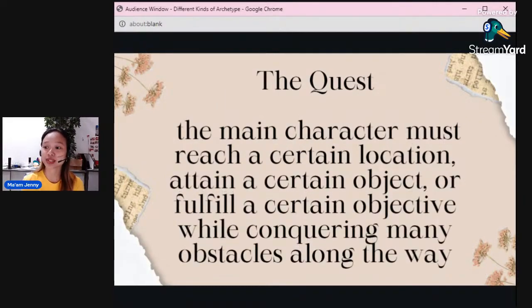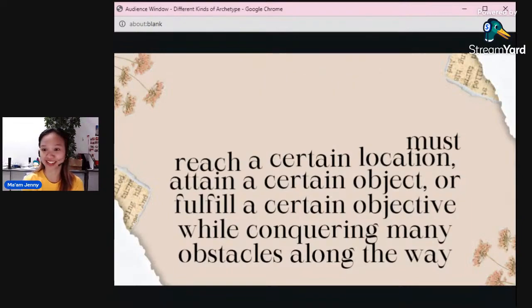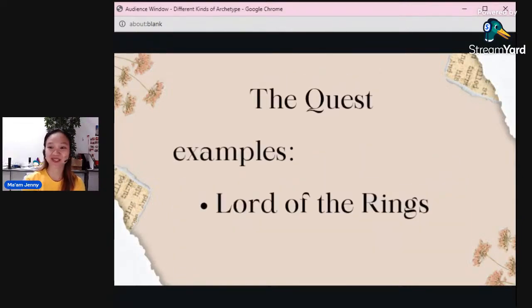Next, you have the quest. So the main character must reach a certain location, attain a certain object, or fulfill a certain objective while conquering many obstacles along the way. The quest archetype. So ito yung parang journey, right? So for example, sa Lord of the Rings, as I've mentioned, I think I will also have a separate video where I will talk about the Lord of the Rings, okay? So there's this evil ring na pag-aari ni Sauron, the villain there. And if he gets the ring, he'll become really, really powerful, unstoppable, and whatsoever.